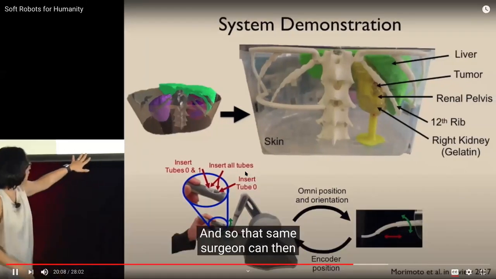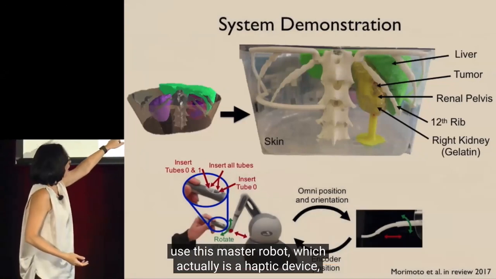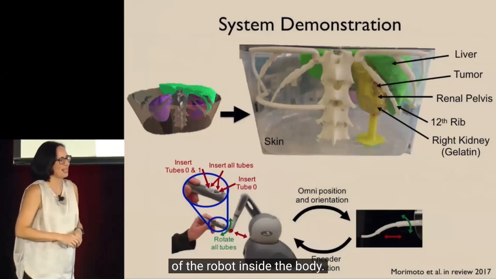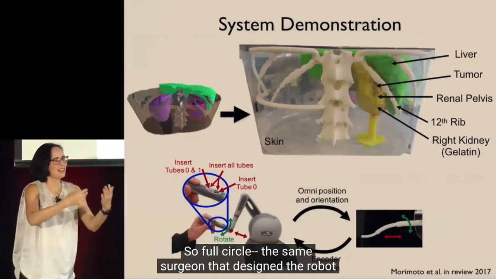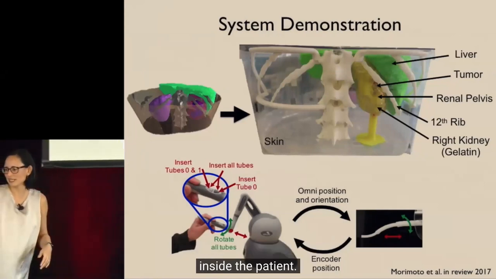So the human has to be in the loop to drive this robot. It's not operating by itself. The same surgeon who designed the robot has an idea not only of the shape they wanted to follow, but how it should move along that path. And so that same surgeon can then use this master robot, which actually is a haptic device, in order to command the positions and orientations of the robot inside the body. So kind of full circle, the same surgeon that designed the robot can then teleoperate it in order to control its movement inside the patient.